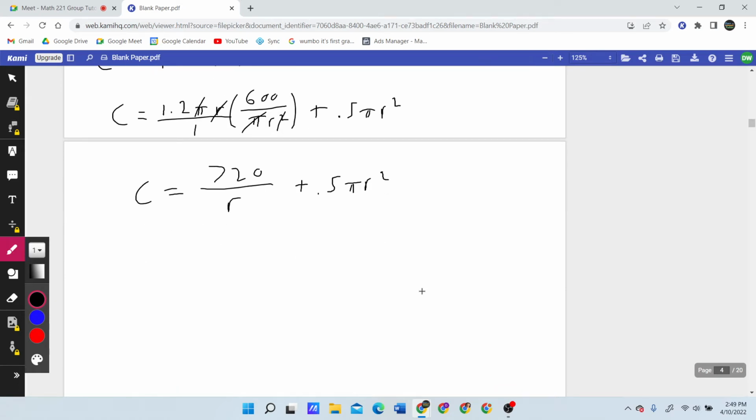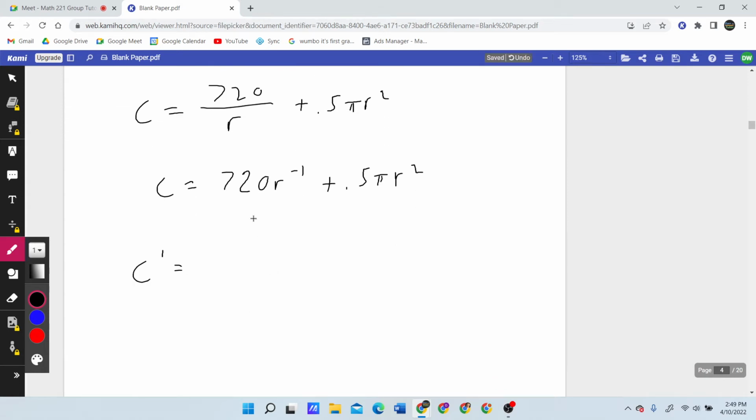But one more thing before we take this derivative, which is the next step, of course. I don't know the derivative of 720 over r unless I first rewrite it as 720 times r to the negative first power. Don't forget that trick that allows us to take derivatives of functions in the denominator, and then plus 0.5 pi r squared. Okay, now I can take this derivative.